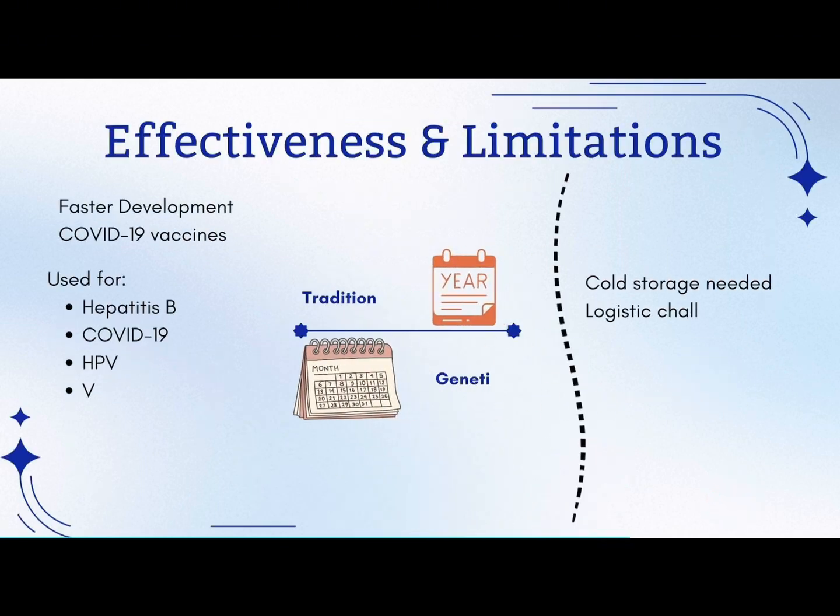Research shows that genetically engineered vaccines can be developed much faster than traditional vaccines. During the COVID-19 pandemic, mRNA, DNA, and viral vector vaccines entered human clinical trials within months of the viral genome being published. These vaccines have been successfully used against diseases such as hepatitis B, COVID-19, HPV, and in veterinary medicine, demonstrating their effectiveness in real-world applications.